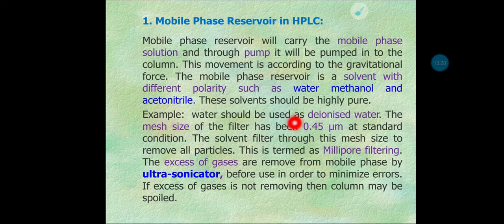The different gases that are present can be removed by using an ultrasonicator. Before use you should sonicate the mobile phase by ultrasonicator in order to remove the different gases. Highly pure solvents, that means HPLC grade solvents, are used, and the mobile phase is selected on the basis of the nature of the sample.